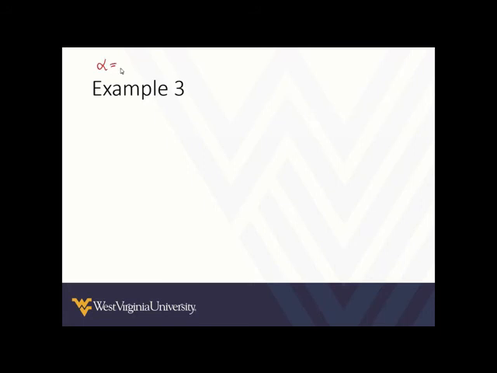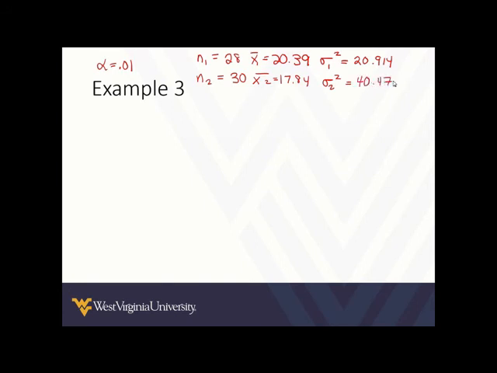I want to emphasize we were given an alpha level of 0.01. We were given a sample one sample size of 28, a sample mean of 20.39 and a population variance for the bakery of 20.914. And for sample two, we have a sample size of 30, a sample mean of 17.84, and a population variance for population two of 40.47. We've established that our null hypothesis is mu A minus mu B equal to zero, and the alternative is mu A minus mu B is greater than zero.